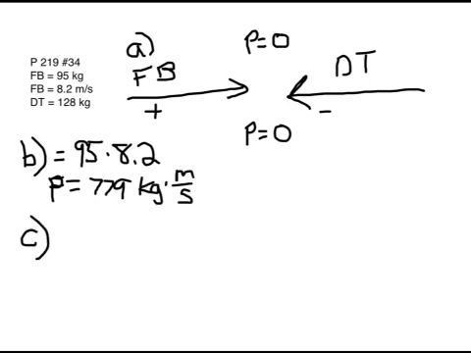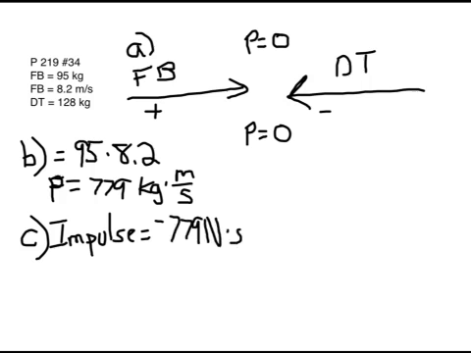In part C, they ask, what is the change in the fullback's momentum? Well, if the fullback had positive 779 and ended up with no motion, no velocity, no momentum, then the impulse in part C that was required to stop that momentum would be a negative 779 Newton seconds.